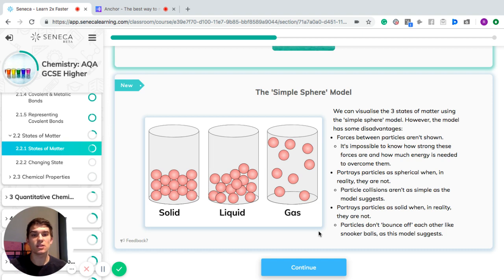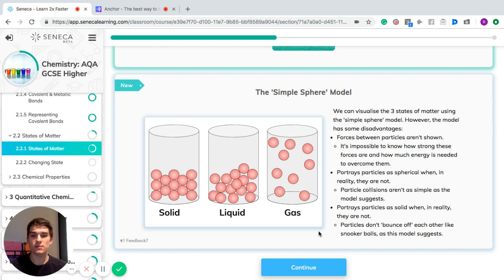Another limitation is that it portrays particles as spheres when actually in reality they're not spheres at all. And particle collisions aren't as simple as the model might suggest. Lastly, another limitation of the simple sphere model is that it portrays particles as solid when in reality they're not. Particles don't bounce off each other, and they're not like snooker balls like they look like in the simple sphere model, so that's a limitation.